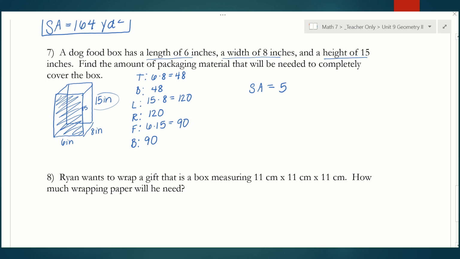And we get 516. So find the amount of packaging material that will be needed to completely cover the box. 516 square inches of packaging material would be needed.